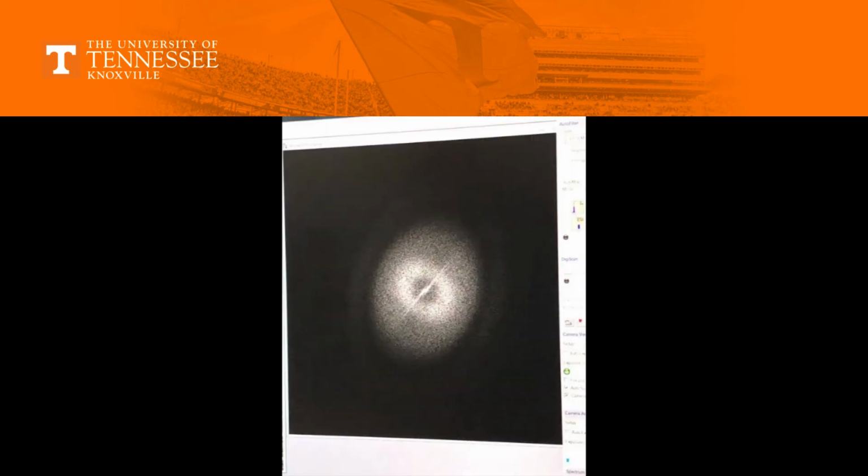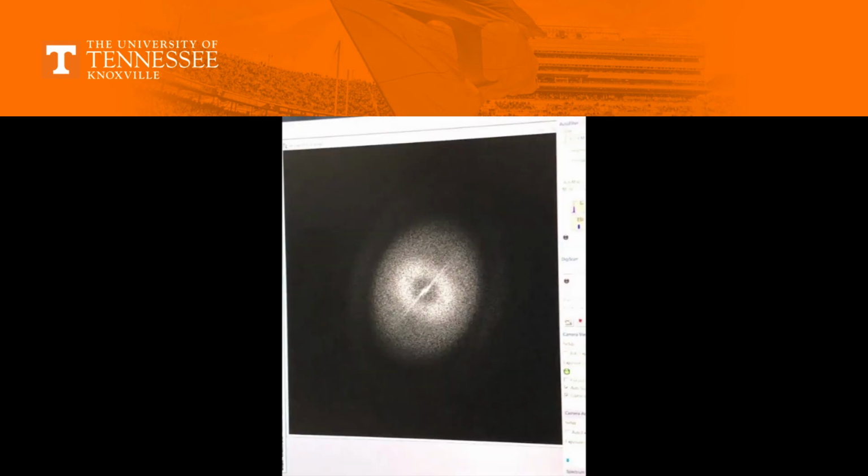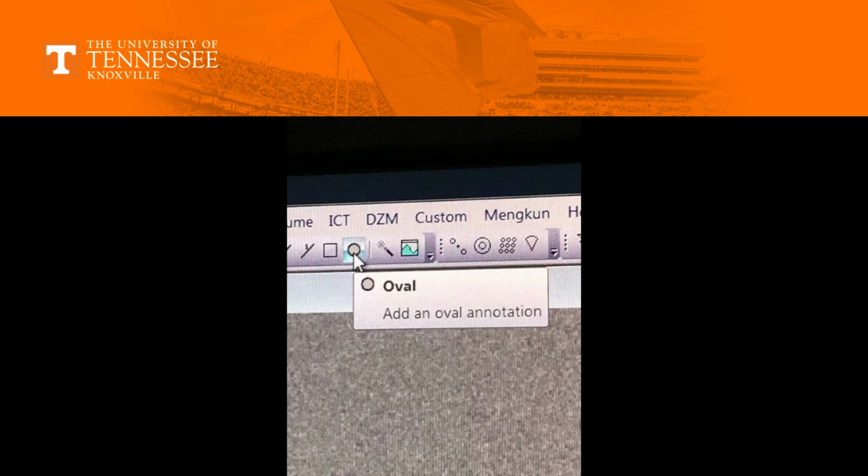Process/Live/FFT to open a live fast Fourier transform of the viewing image. Switch the control to Objective Stig. Then, adjust the focus to get the first order Scherzer defocus ring. This will start out kind of oblong or elliptical, and you want to adjust the objective stig, X and Y, to make it as round as possible. Pro tip, use the oval tool and then hold Shift as you drag to draw a perfect circle on the screen. This will help you in setting the first order ring perfectly circular.